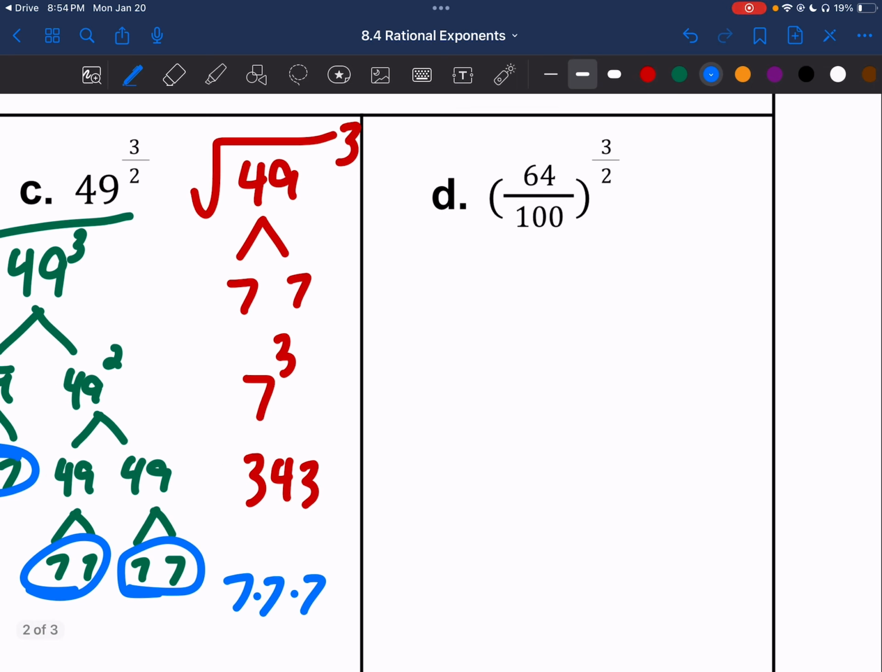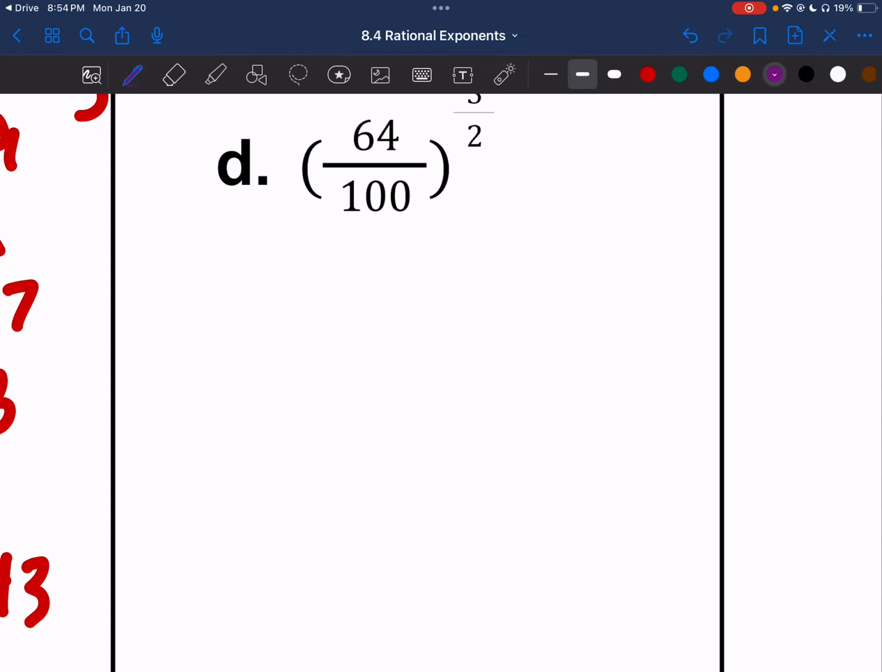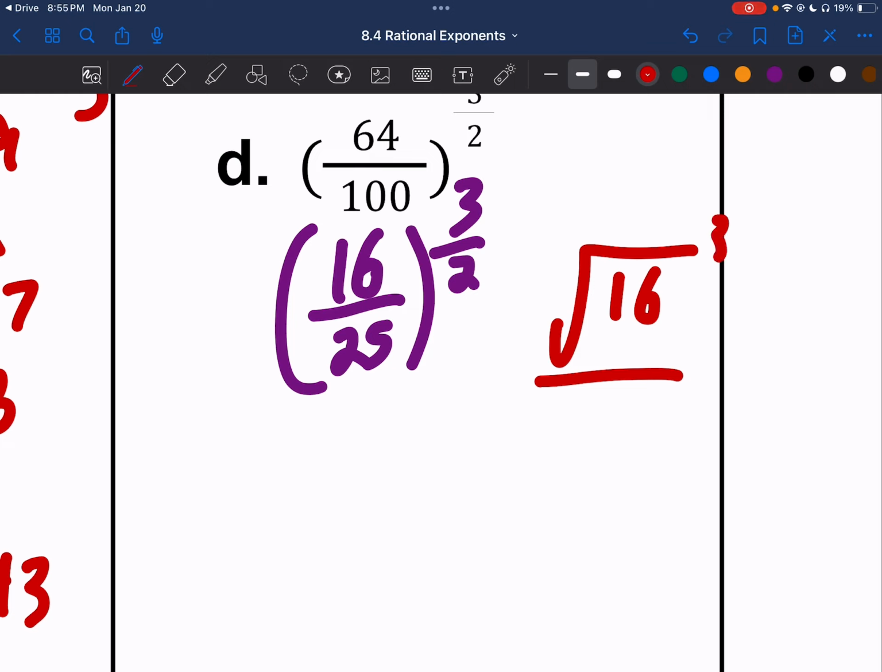All right, so we've got 64 over 100 to the 3/2 power. The first thing I want to do when I see this one is 64 over 100. That can be simplified. I can divide that by 4, and I'm going to get 16 over 25. Okay, and when I do that, that whole thing is still being raised to the 3/2 power. So I'm going to write that as some roots. So let's do the square root of 16 to the 3rd over the square root of 25 to the 3rd. We're still keeping this applied the same way.